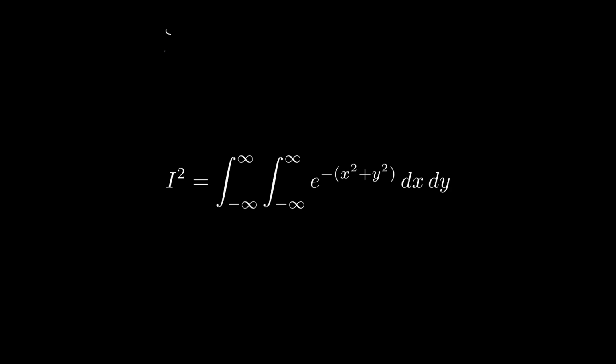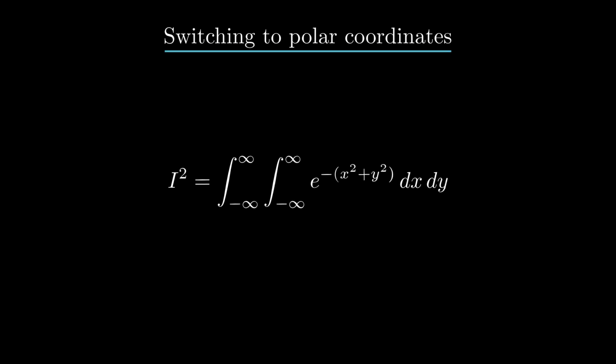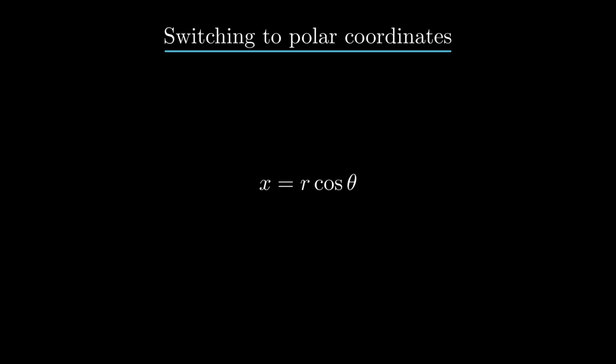To handle x squared plus y squared, we switch to polar coordinates where x is r cosine theta. In polar coordinates, y is r sine theta. A key simplification happens. x squared plus y squared becomes just r squared. The area element changes as well. In polar coordinates, dx dy becomes r dr d theta.